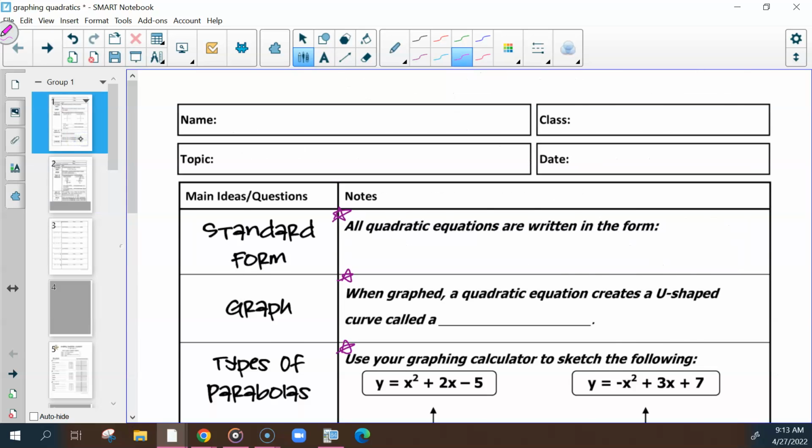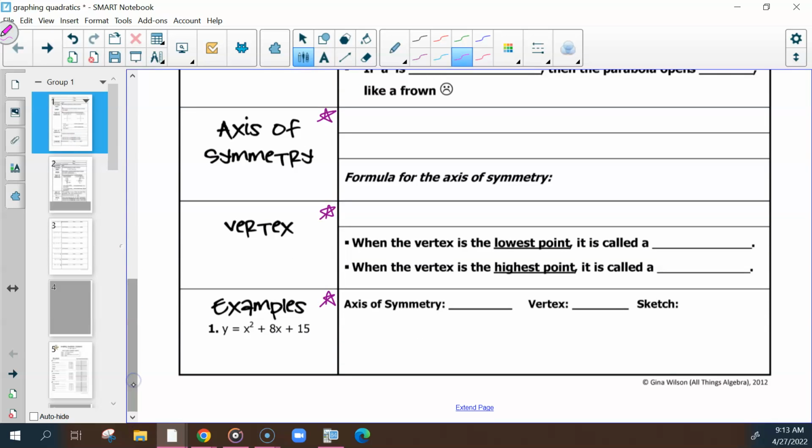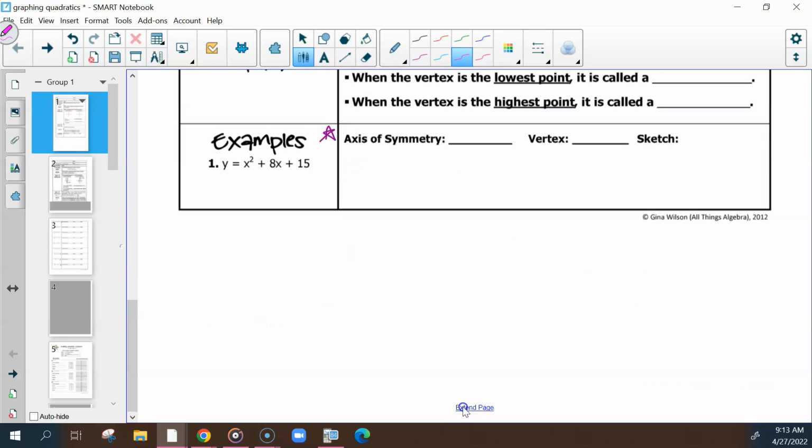I'm going to do this first example on this page at the bottom. So you'll be given some example that looks like this. We'll plug that into Desmos. Right now we're not going to do that, but we will do Desmos and show you how in a second. So right now we're going to do this by hand.